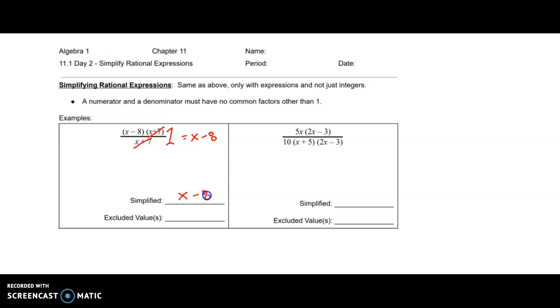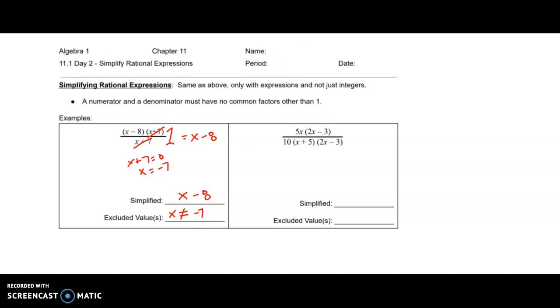And remember, for excluded values, we look at the denominator and we determine what x cannot be because remember, one of the most basic rules of math is you can't divide by 0. And so in this case, what would make the denominator 0? In this case, it would be negative 7. And so that's what x cannot be. So x cannot be negative 7 here.